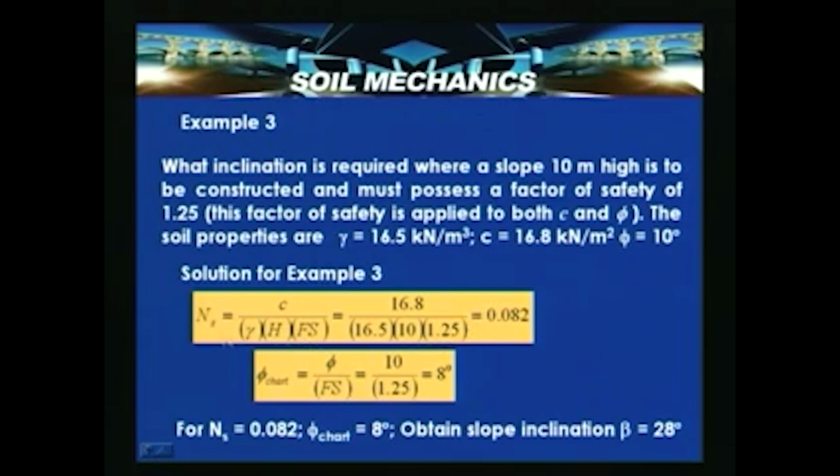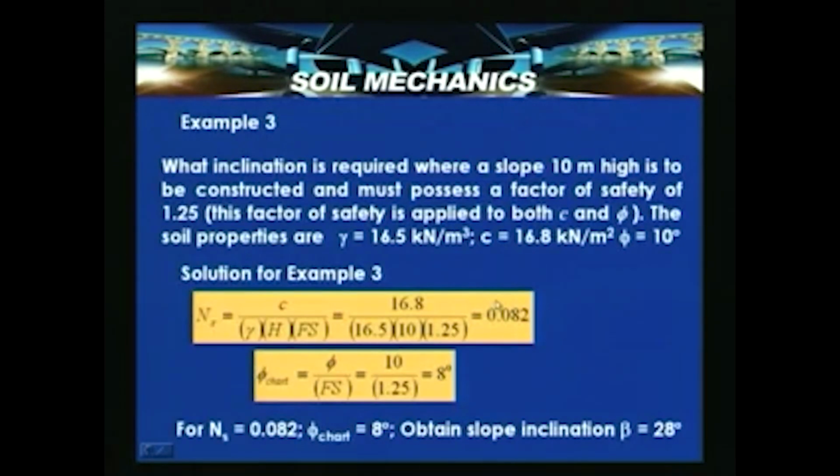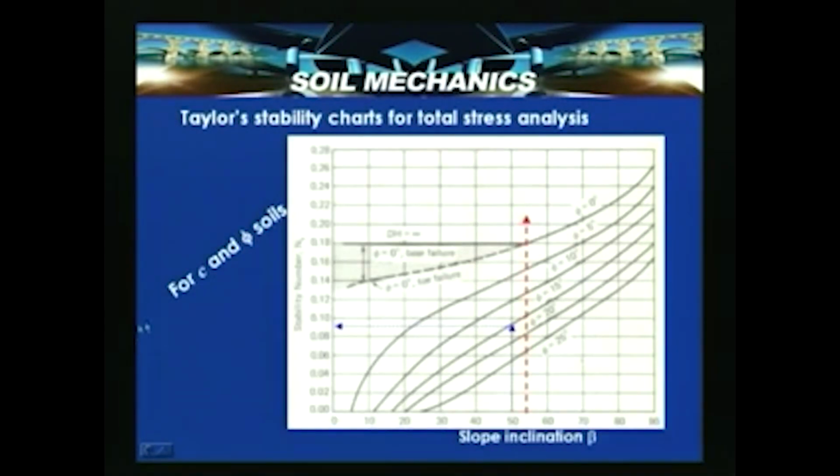So, now having known the stability number 0.082 and phi mobilised 8 degrees, you can get the slope inclination as 28 degrees. From this chart, again the same chart which is shown here, for Ns equal to 0.082 and phi mobilised equal to 8 degrees, we can calculate the slope inclination. Somewhere around here, 0.082 and 8 degrees, beta equal to 28 degrees can be obtained with the base failure, which is shown here.